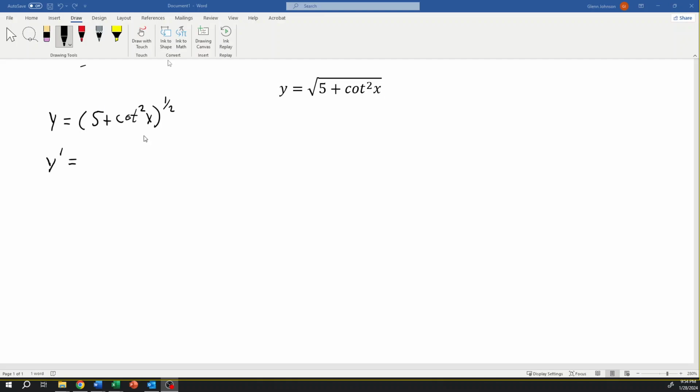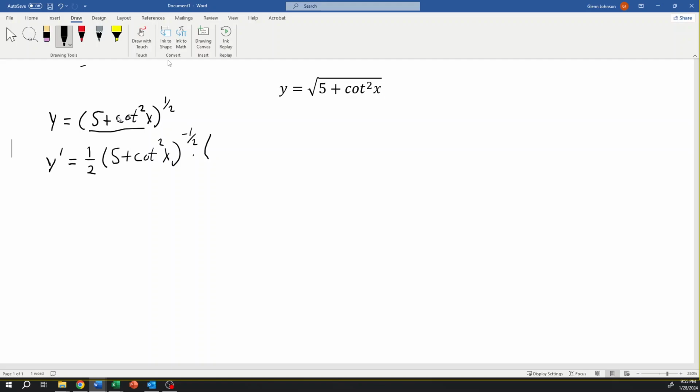So dealing with the outer part, we apply the power rule. That yields 1/2 times 5 plus the cotangent squared x raised to the negative 1/2 power. Then we multiply that by the derivative of the inner function, 5 plus cotangent squared of x. Now 5 is a constant, so its derivative is equal to 0. We differentiate cotangent squared of x.